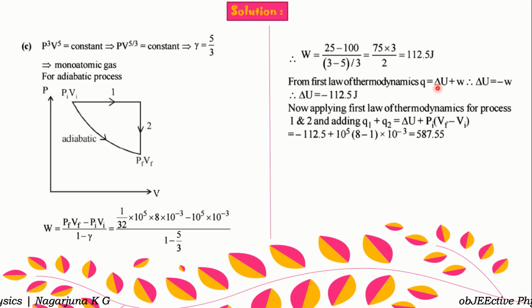From the first law of thermodynamics, Q is equal to delta U plus W, but for an adiabatic process, Q is equal to 0. Therefore, delta U is equal to minus W. Therefore, delta U is equal to 112.5 joules. Now, applying the first law of thermodynamics for processes 1 and 2 and adding, Q1 plus Q2 is equal to delta U plus Pi into Vf minus Vi, that is equal to 587.55.